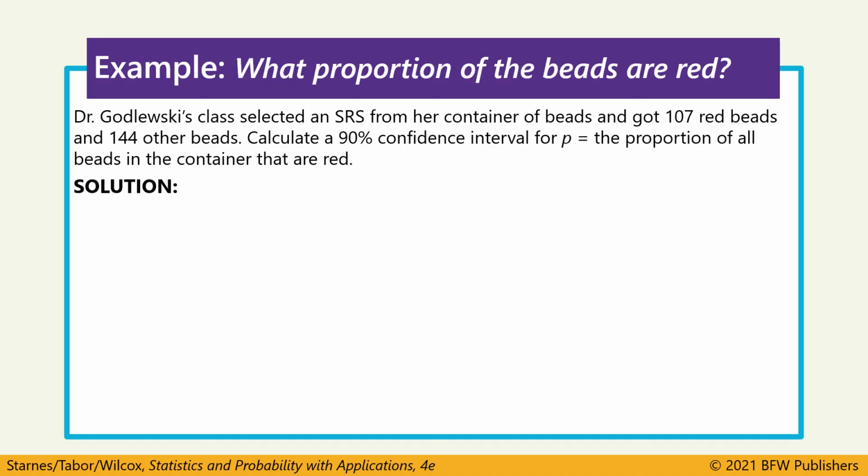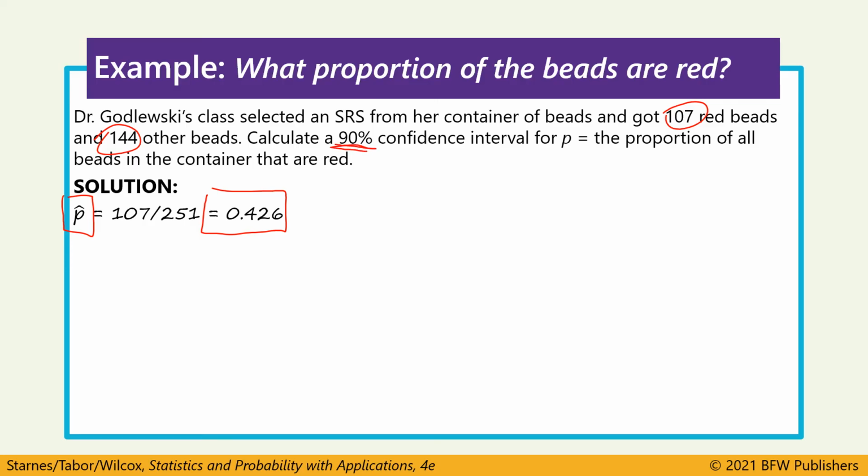So to finish up, let's calculate a confidence interval start to finish. Dr. Godlewski's class selected a simple random sample from her container of beads and got 107 red beads and 144 other. We're going to make a 90% confidence interval for P, which is the true proportion of all beads in the container that are red. So to start, we'll find our point estimate, which is the p-hat. 107 out of 251, which is just the total number of beads in our sample. We get a p-hat of 42.6%.